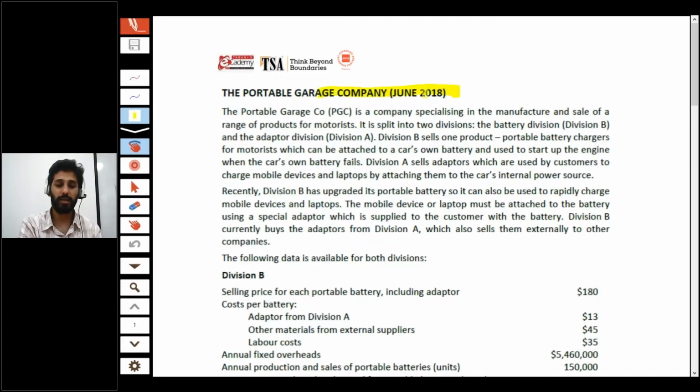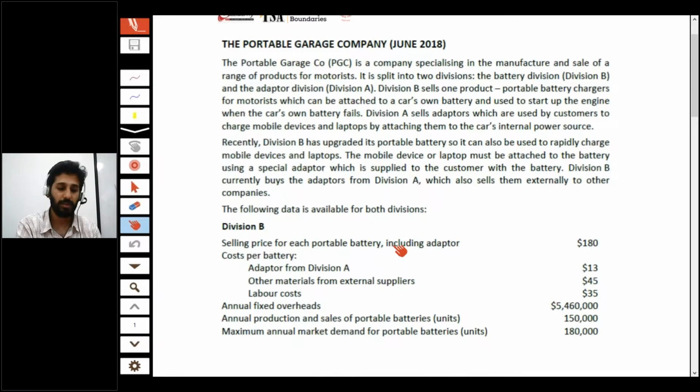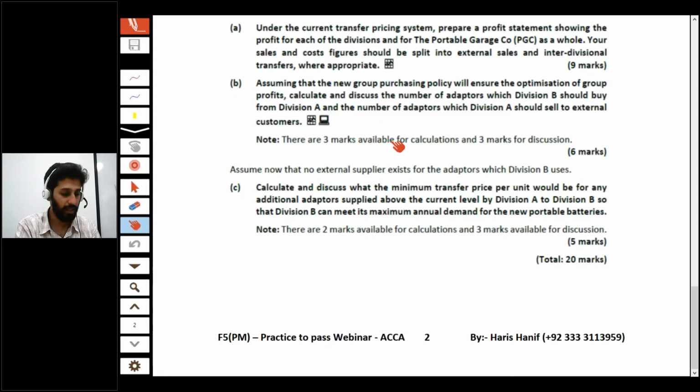Portable garage company, June 2018. A very, very good question, right? Point to be noted is that it's a June 2018 question, portable garage company. This is the question. I'm not going to read it, but this is a 20 marks question.